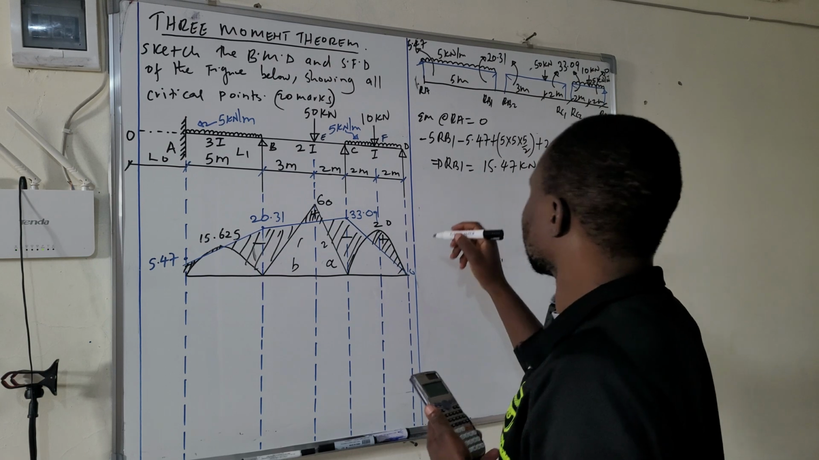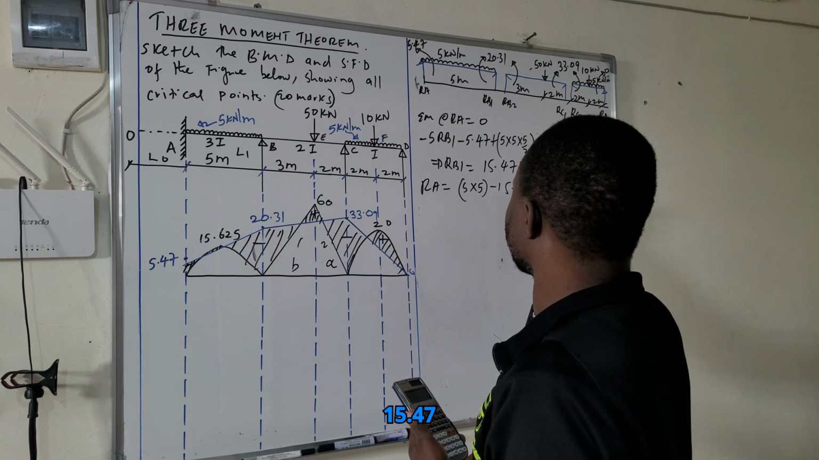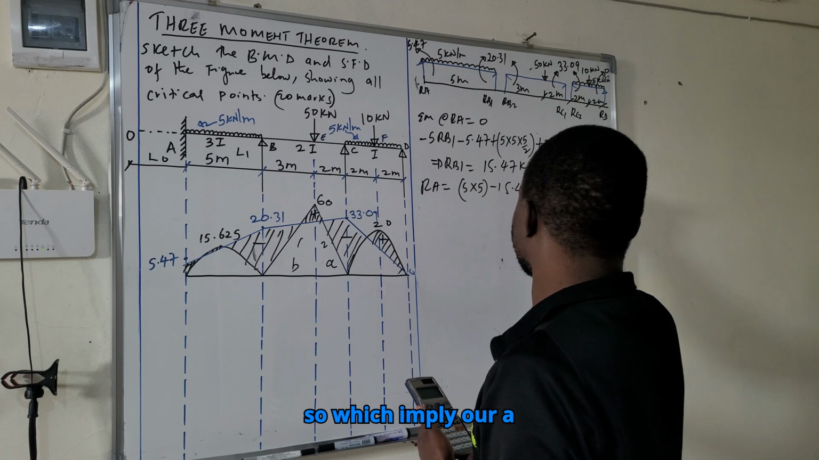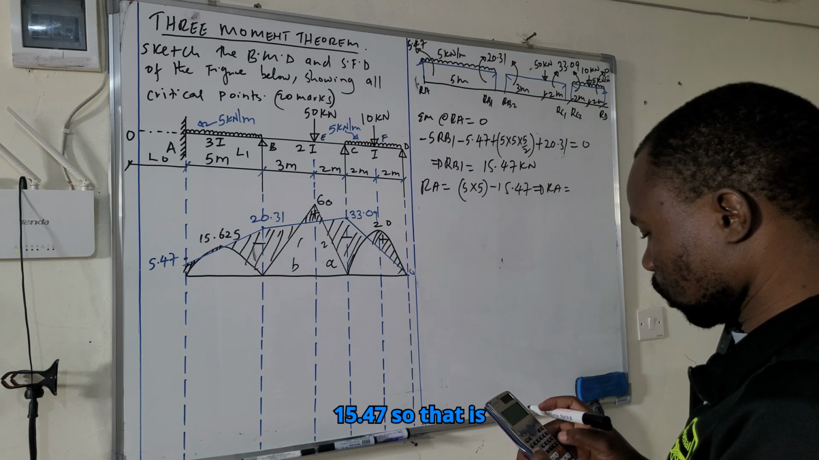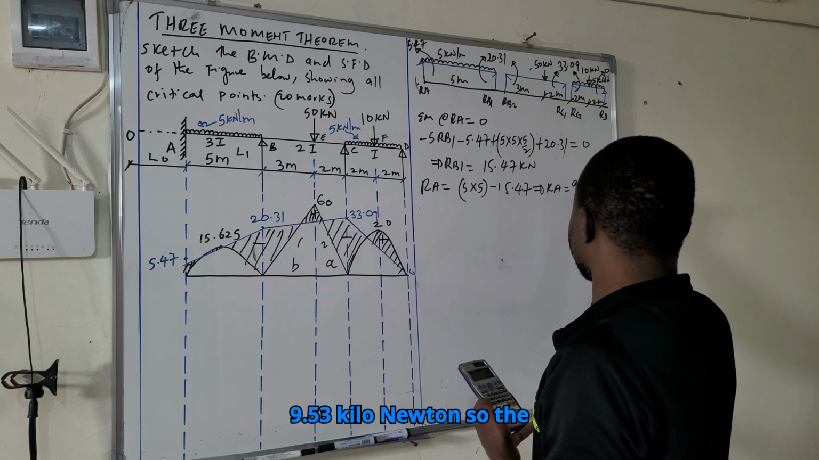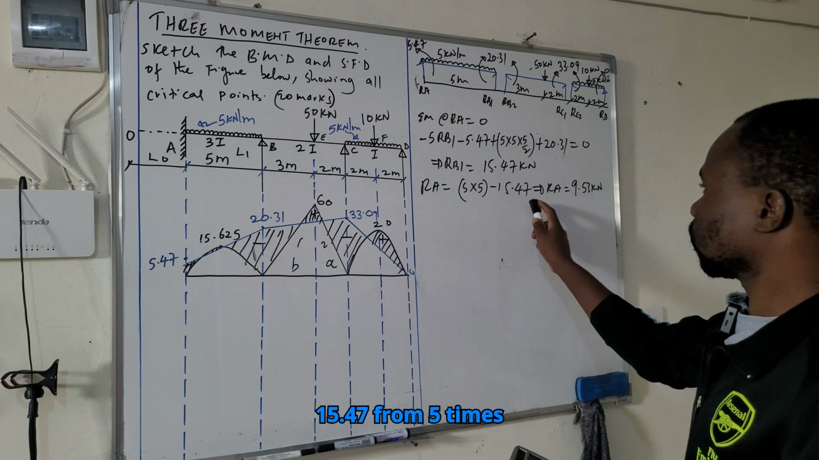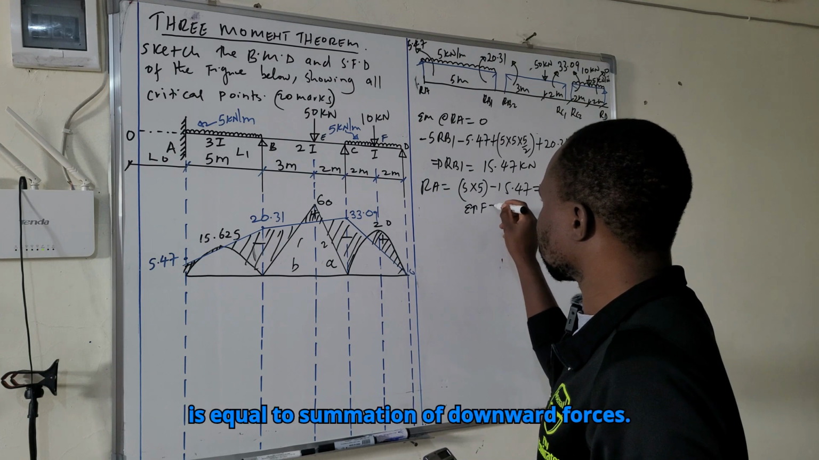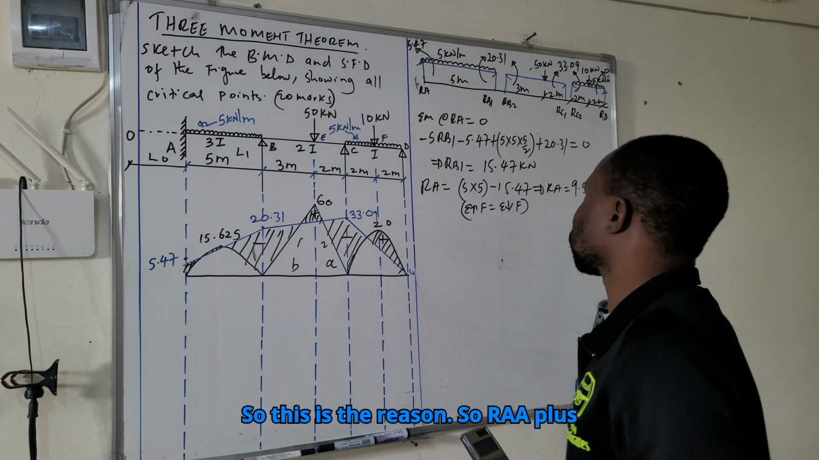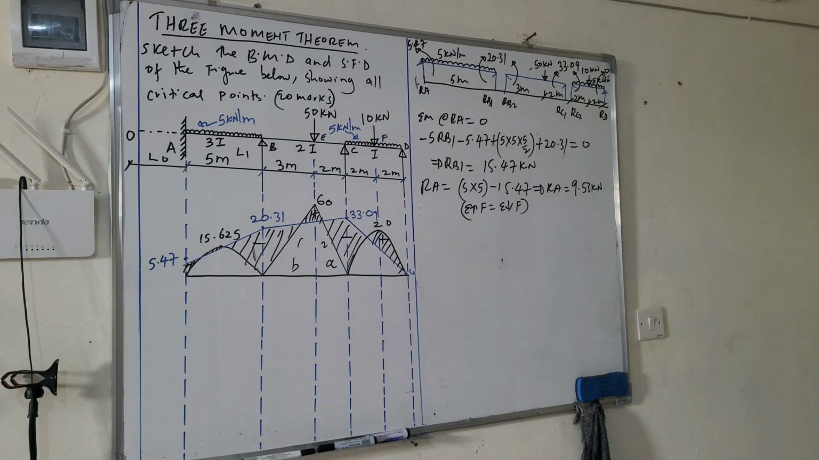15.47 kilonewton. So RA is equal to 5 times 5 minus 15.47. So which imply RA is equal to 25 minus 15.47. So that is 9.53 kilonewton. So the reason as to why I'm subtracting 15.47 from 5 times 5 is that the summation of upward forces is equal to summation of downward forces. So this is the reason. So RA plus RB1 is the same as RUDL, which is on the top. Yes, so it will be 5 times 5 minus 15.47.